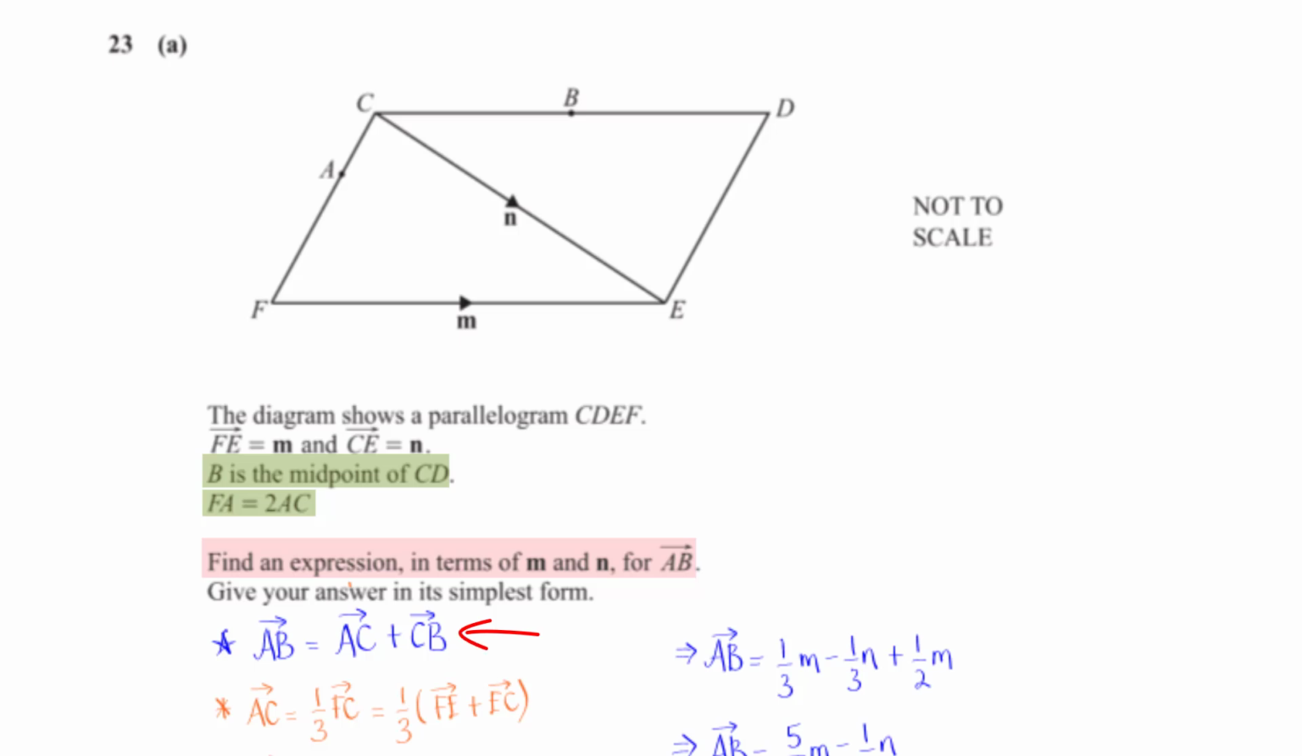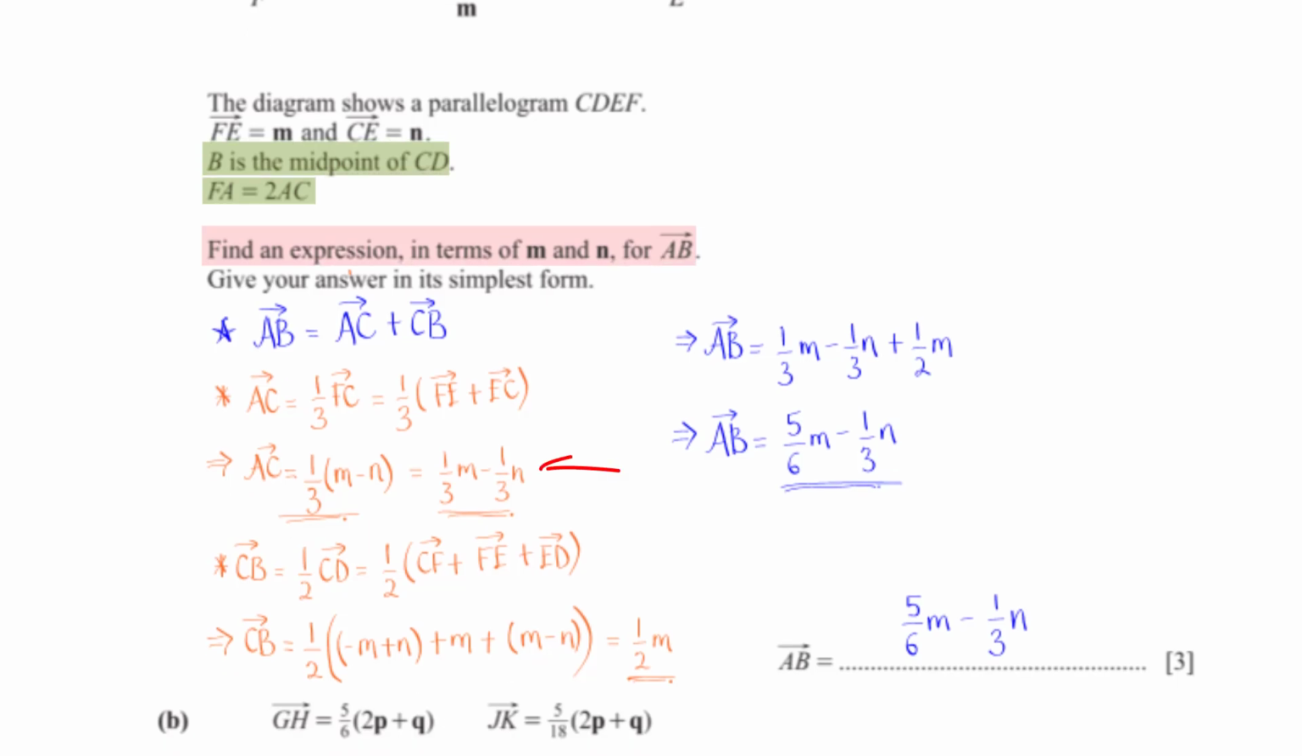AB is equal to AC plus CB. AC is 1/3 of FC and FC is FE plus EC. FE is m and EC is n, and so we have 1/3 times m minus n, giving us 1/3 m minus 1/3 n. CB is half of CD, and CD is equal to CF plus FE plus ED. CF is minus m plus n, FE is m, and ED is m minus n. When we simplify this, we get half m.